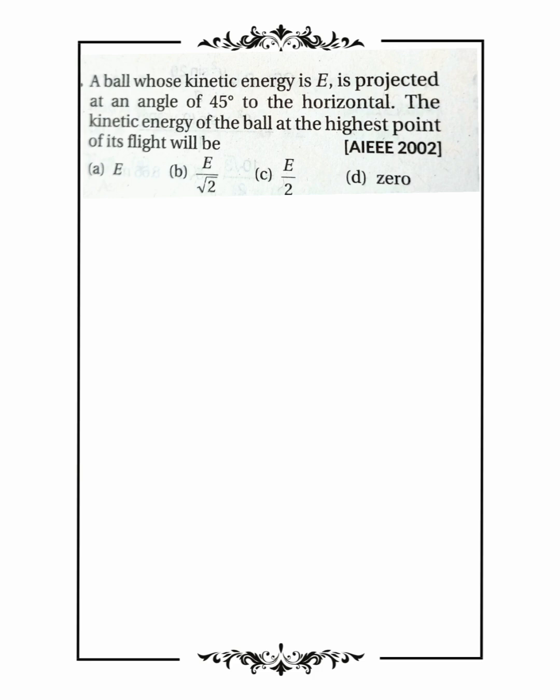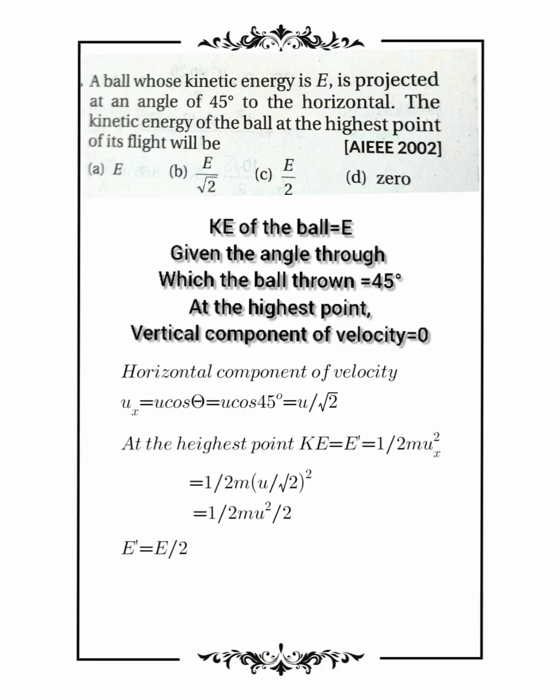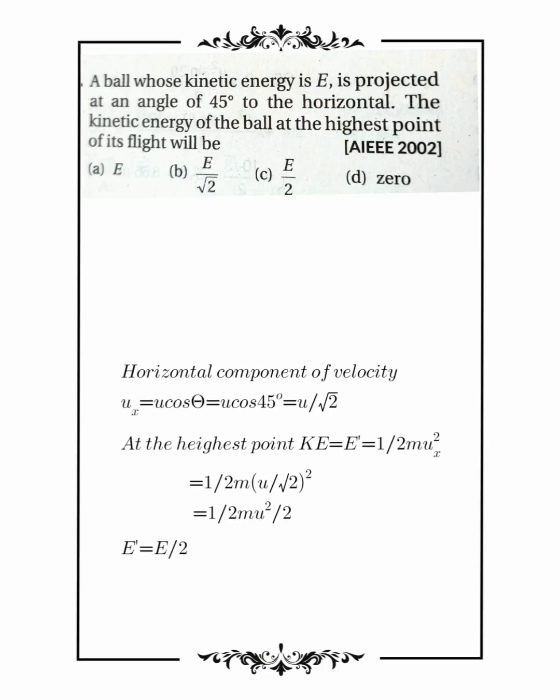A ball whose kinetic energy is E is projected at an angle of 45 degrees to the horizontal. The kinetic energy of the ball at the highest point of its flight will be. When we resolve the velocity vector into two components, horizontal and vertical, the vertical component of velocity is considered to be 0 at the highest point. Only the horizontal component of velocity comes into play. Ux is equal to u cos theta, since theta is equal to 45, Ux is equal to u cos 45, that is equal to u by root 2.